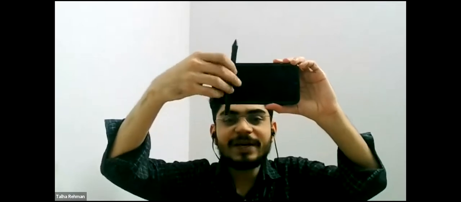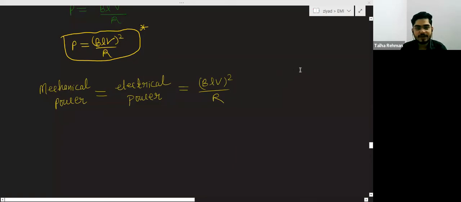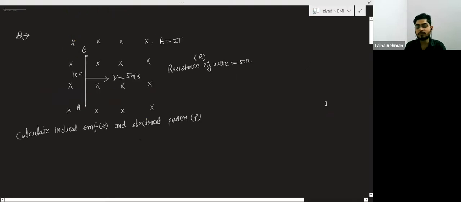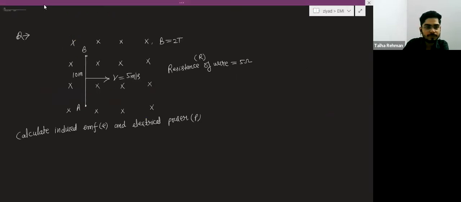After you have applied the force on this wire, the current is induced, na? Means your mechanical power is converting into electrical power. That is why, in a question, if electrical power is asked, you will calculate the mechanical power, because both will be equal.